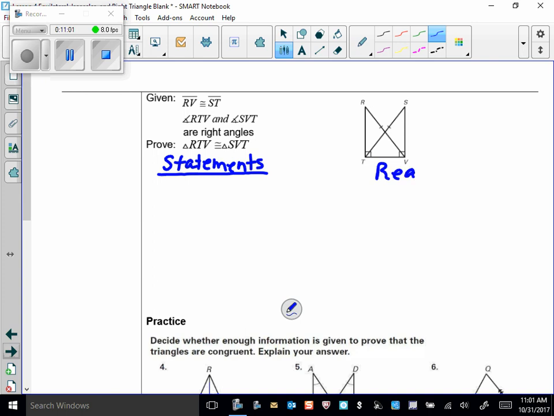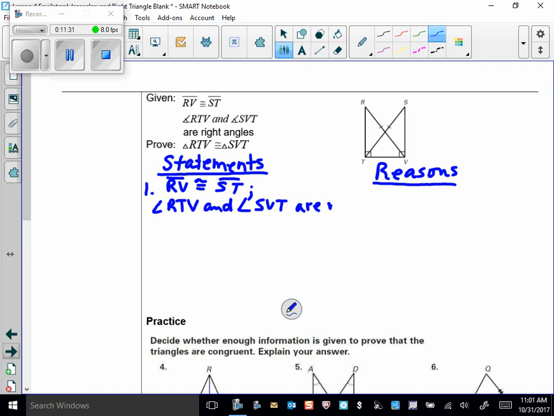Reasons. Trying to prove that triangle RTV, so I got a little overlap going here, RTV is congruent to SVT. All right, and I'm given that RV is congruent to ST, and angle RTV and angle SVT are right angles.